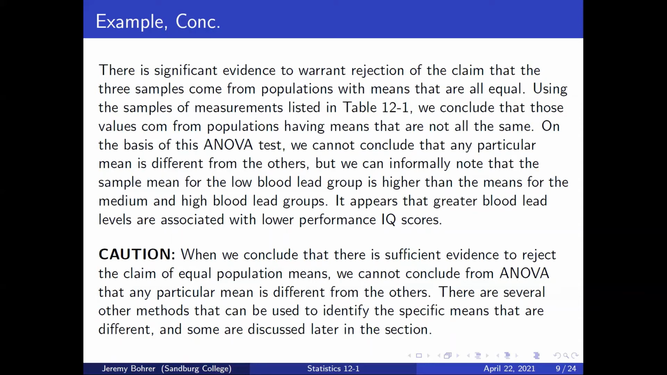Caution: when we conclude that there is sufficient evidence to reject the claim of equal population means, we cannot conclude from ANOVA that any particular mean is different from the others. There are several other methods that can be used to identify the specific means that are different, and some are discussed later in the section.